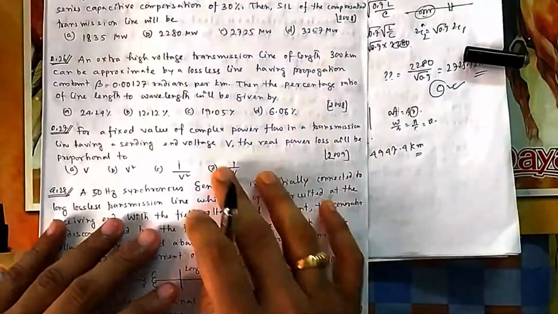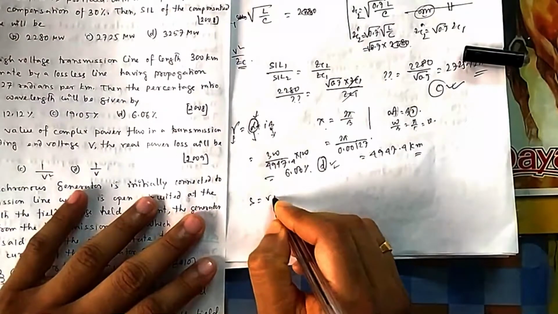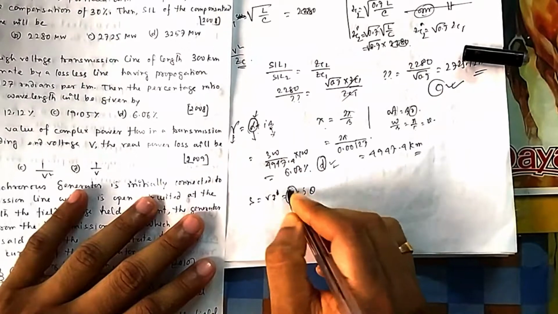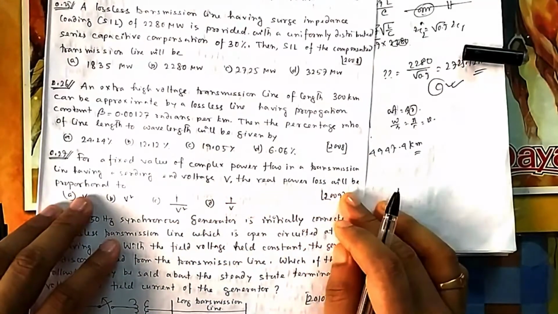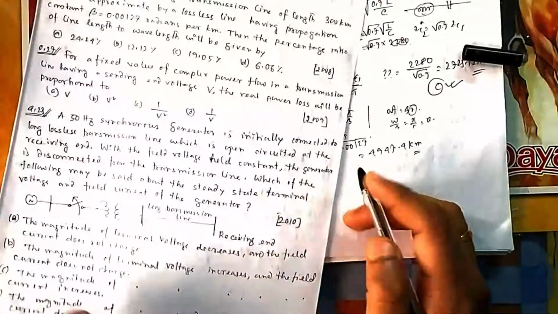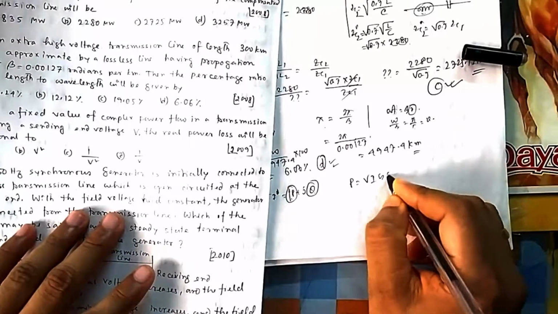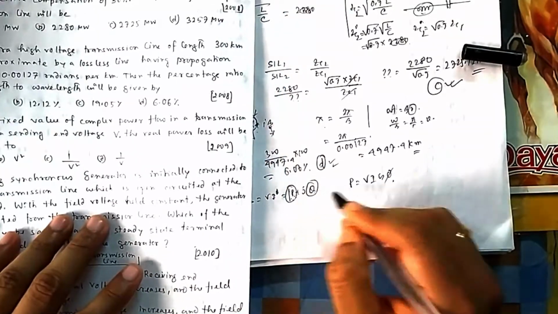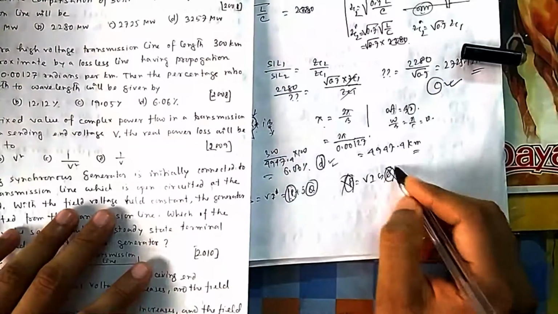Now if you come to question 27: for a fixed value of complex power flow. Complex power means S is equal to V I star, which is equal to P plus jQ. That means these are fixed, these cannot change, P and Q. Line having a sending end voltage V, the real power loss will be proportional to what. Now if you fix these two, suppose you fix your P, so your V I cos phi also cannot change because P and Q are fixed.